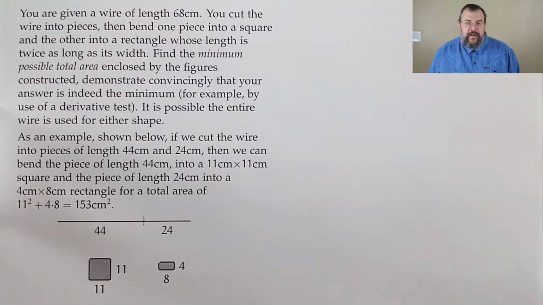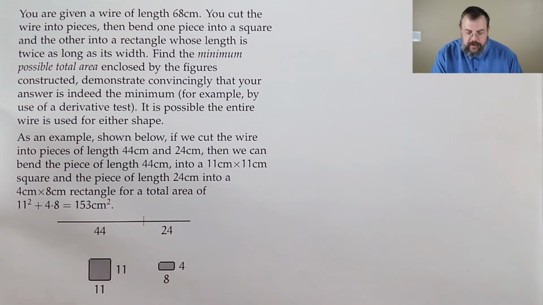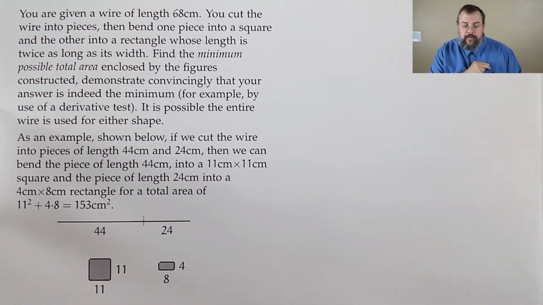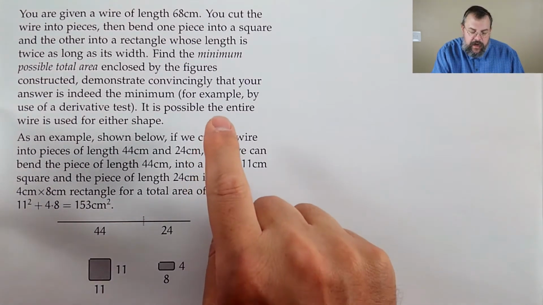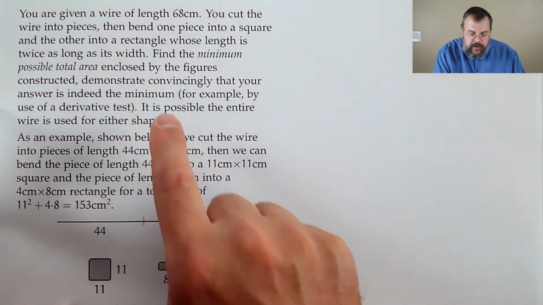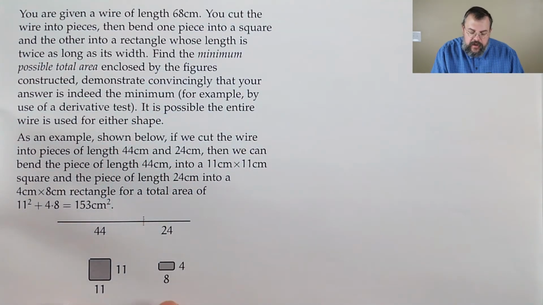So, you are given a wire of length 68 centimeters. So sort of here's the wire. And what we're going to do is we're going to pull out our scissors and do a cut. All right, so we've now cut the wire into pieces, and then we're going to bend one piece into a square. So here's a square, and the other into a rectangle. And it's not just any rectangle, it's a case that the length here is twice as long as its width.